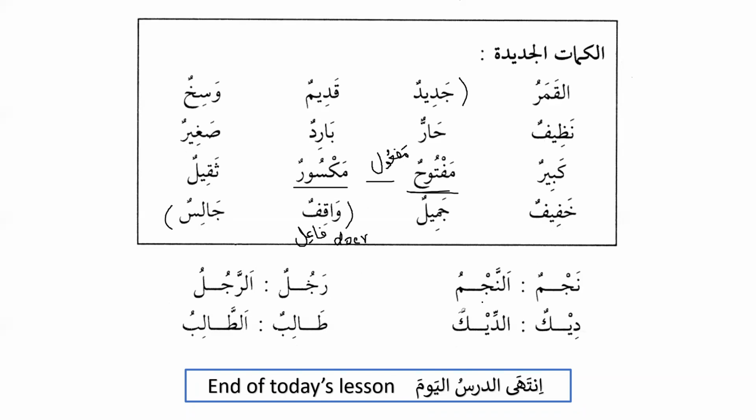Najmun, a star, and an-najmu, the star. And similarly, rajulun, a man, ar-rajulu, the man, dikun, a rooster, and ad-diku, the rooster, talibun, a student, and at-talibu, the student. Intaha ad-darsu al-yawma, end of today's lesson.